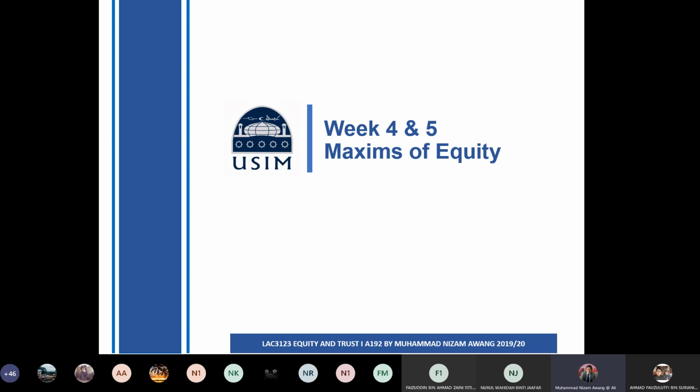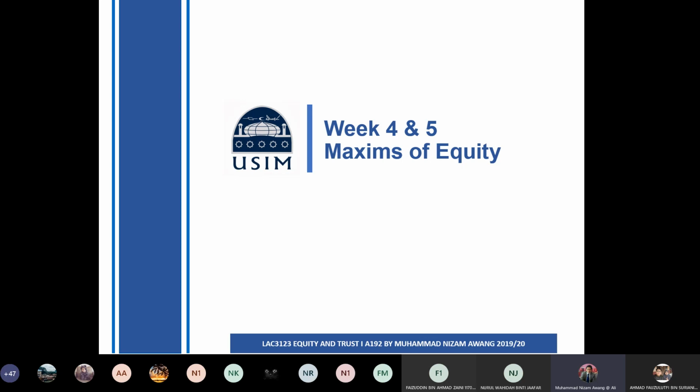There are some maxims I mentioned to you just now that overlap with each other. For instance, you will see later maxim number 5 and 6, where there is a clash of equitable titles, right? Who will have a better right over? That one we will discuss later under maxim number 5 and number 6. And we have done before, there are two related maxims.